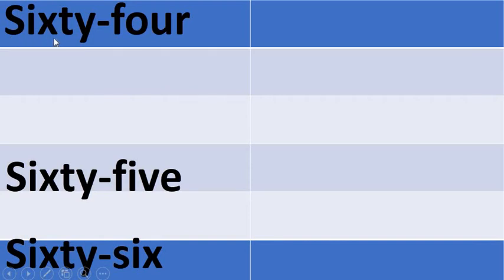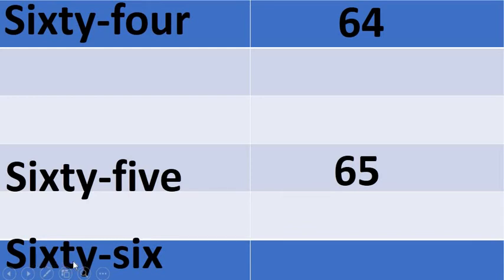Next, SIXTY 60, FOUR 4, 64. How can we write number 64? 64. SIXTY 60, FIVE 5, 65. How can we write number 65? 65.